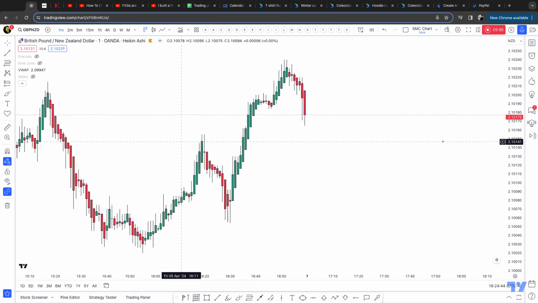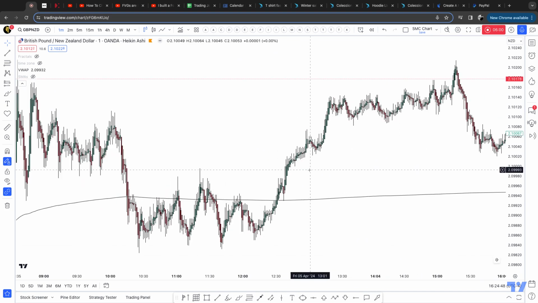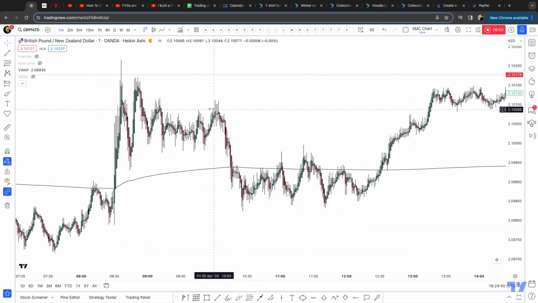You can go anywhere. You can go with currency pairs. You can go with cryptocurrency. You can go with pretty much everything.